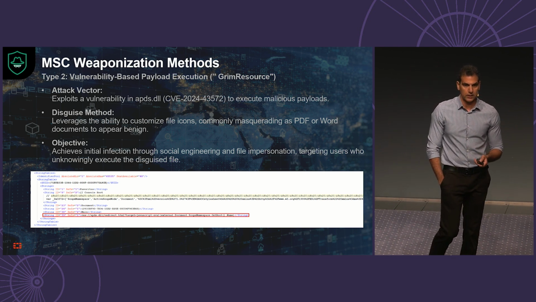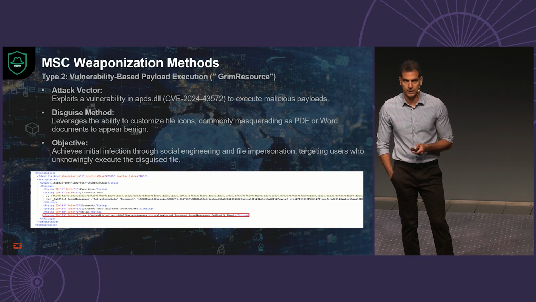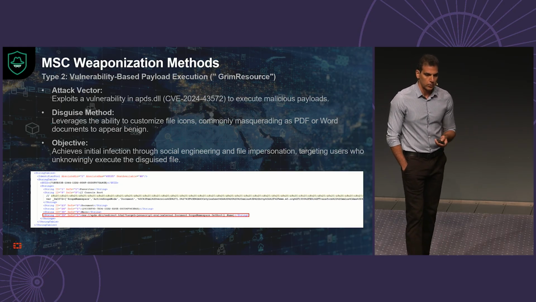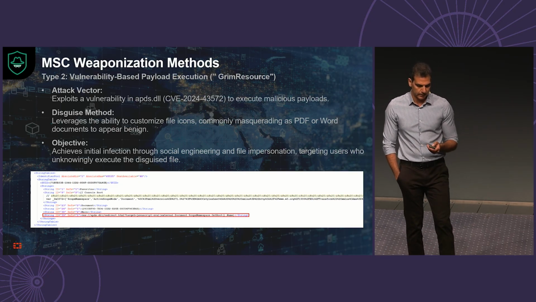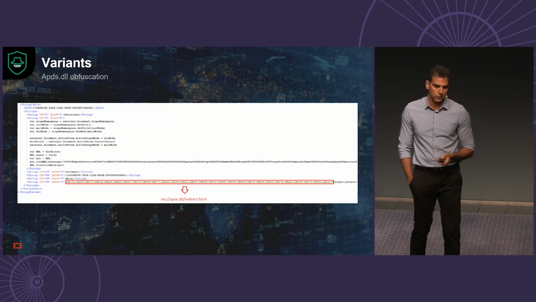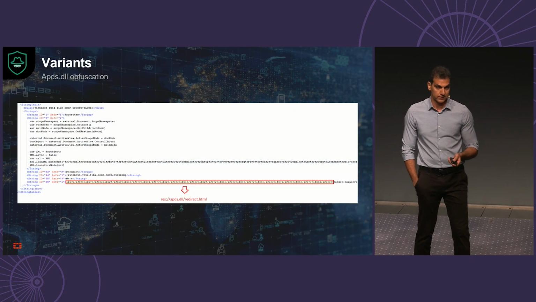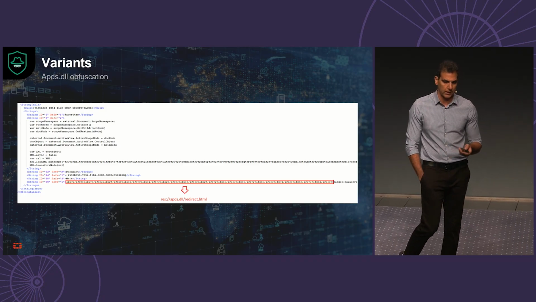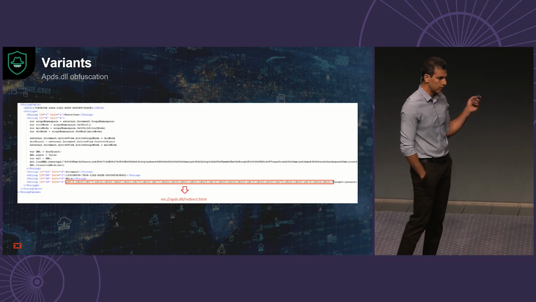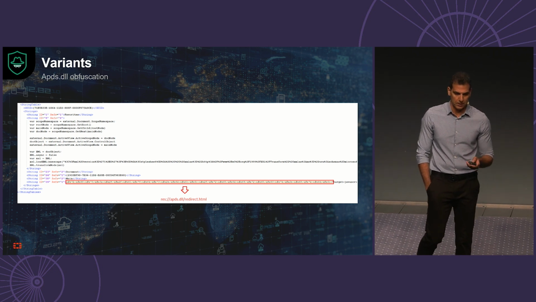This method is more effective because everything is executed within the MMC process, but the URL is still hard-coded, so it can be detected using a static detection mechanism. Some threat actors started to obfuscate this URL to bypass static detection. They hex-encoded the URL, but if you decode it, you would see this famous APDS URL.